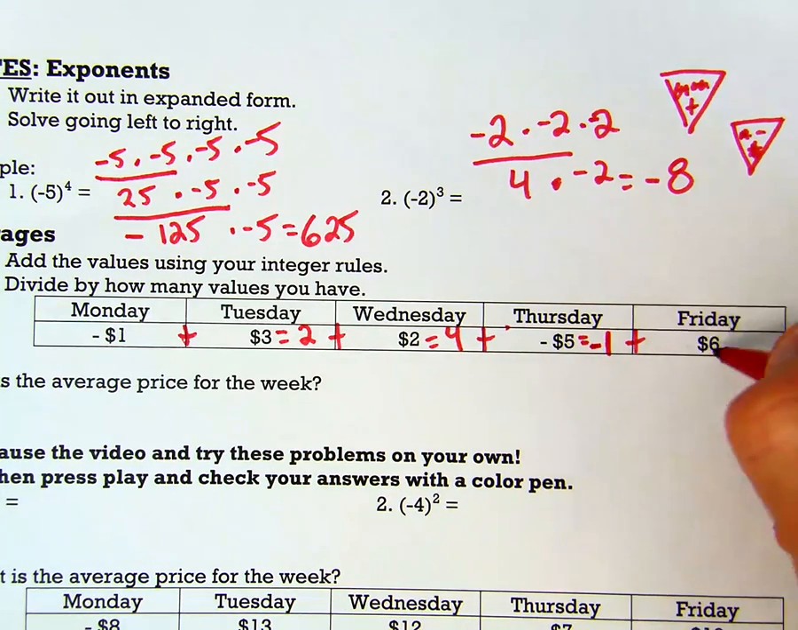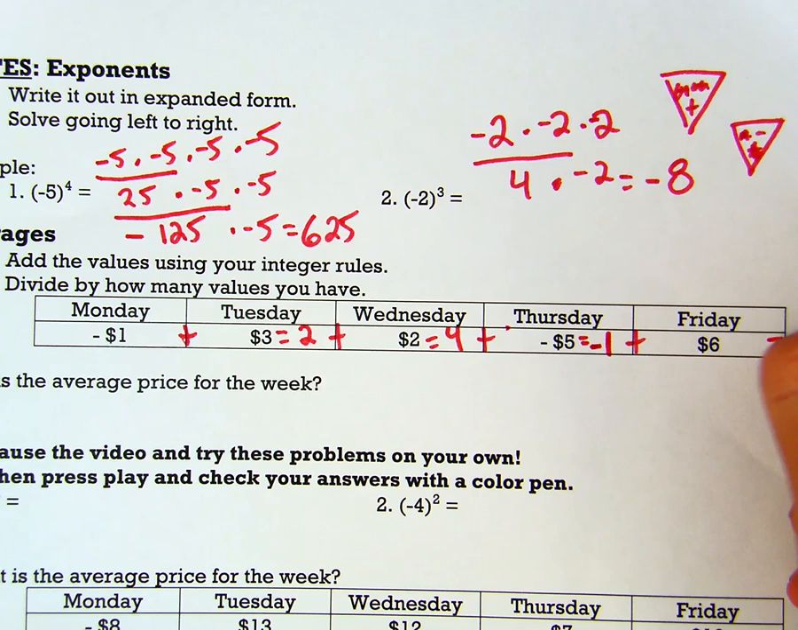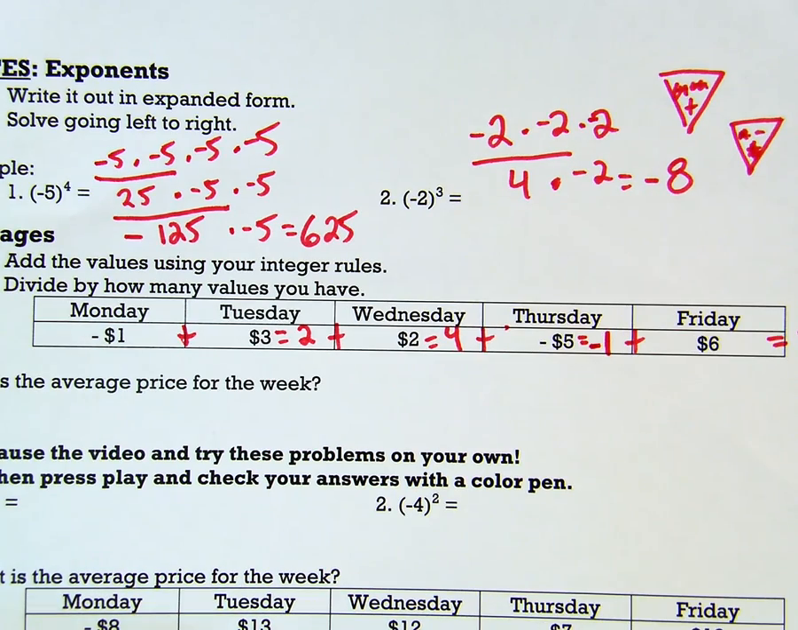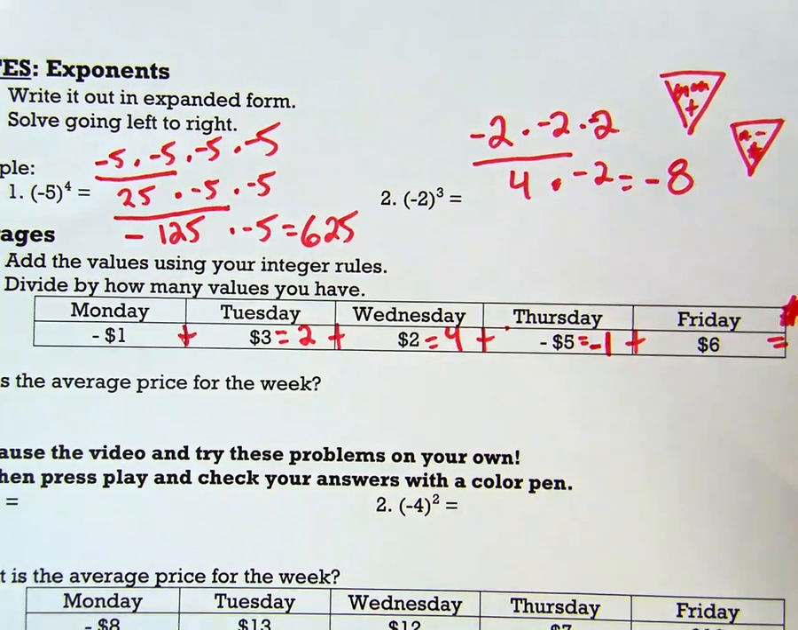And then I do negative 1 plus 6. Different symbols, so I have to subtract them. 6 minus 1 is 5. 6 has the greater value than the 1, the bigger number. So I have $5 as my final answer here. Divided by 5 because that's how many values I used, and I get an answer of $1.